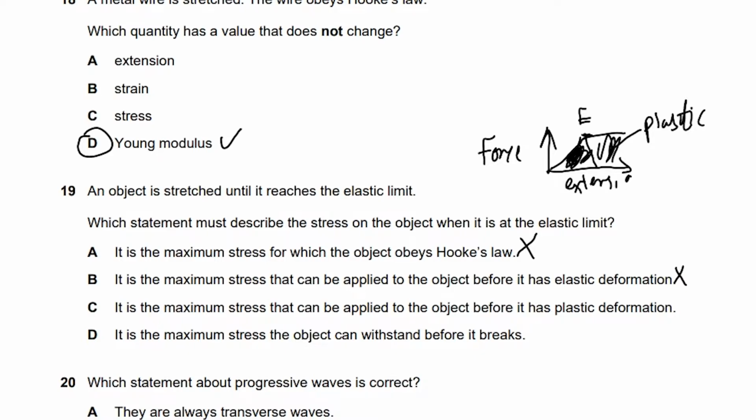C. It is the maximum stress that can be applied to the object before it has plastic deformation. Yes, C fits. C is the answer. D. It is the maximum stress the object can withstand before it breaks. No, D is not the answer. It is the breaking point, after which the object breaks if you apply more force. So D is not the correct option. The answer is C. Question number 20.